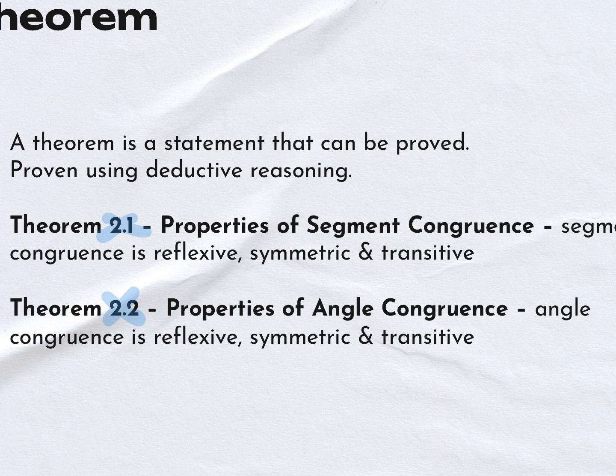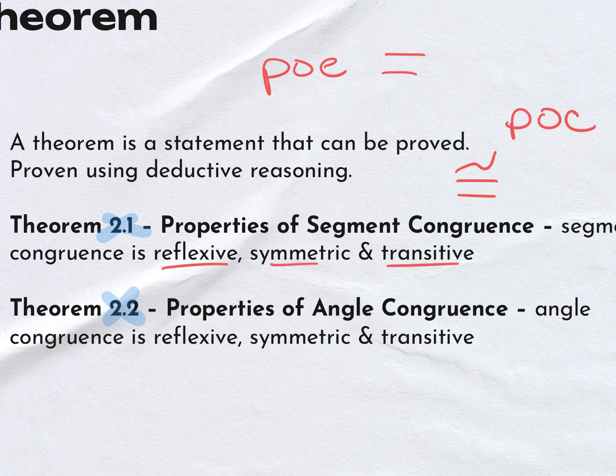When it's property of congruence, what'll be in your statement is a congruent symbol, so you'll have the equal sign with the wave. When we were using those POEs, the property of equality, it's going to be an equal sign. Property of congruence, POC, would have a congruent symbol. But if you are identifying reflexive, symmetric, or transitive, I'm okay with you just writing that word. You don't have to include the POE or the POC.